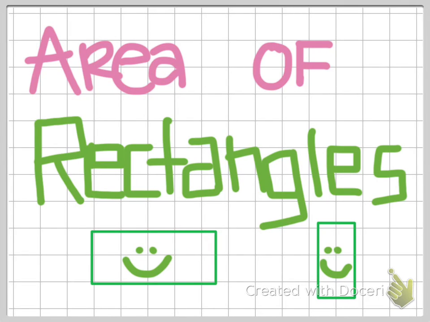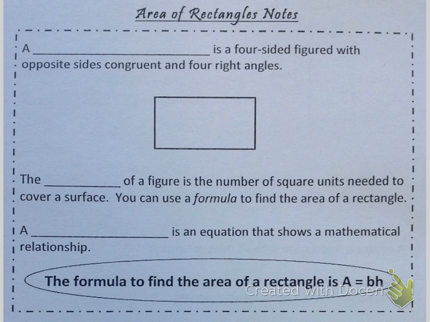Area of rectangles. A rectangle is a four-sided figure with opposite sides congruent and four right angles. If we look at this figure, this is a rectangle. These two sides are congruent to each other, so I'll put one tick mark. These two sides are congruent to each other. I'm going to put two tick marks because they're congruent to each other but not to the other two sides.